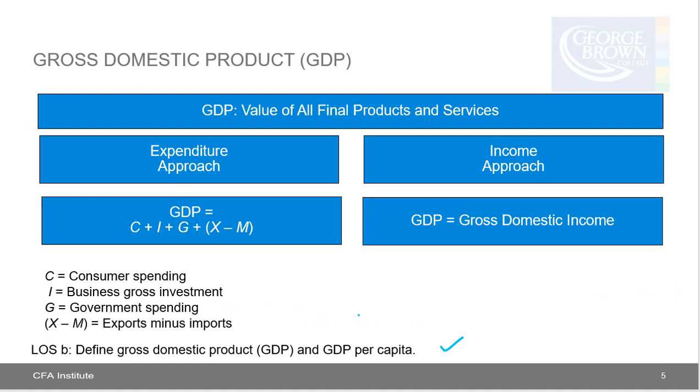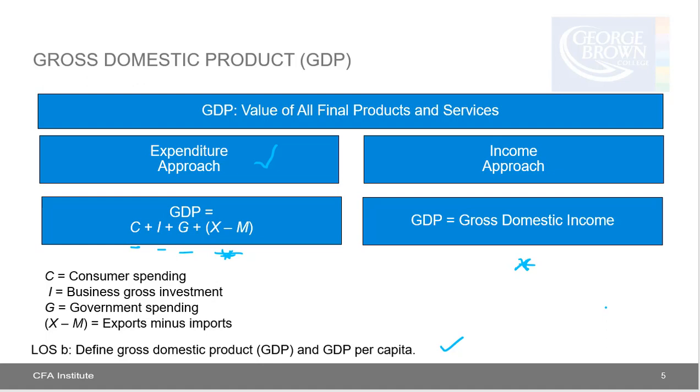So starting here on the left-hand side, we can see that total GDP can be calculated in two ways. The first way is by using the expenditure approach, and in this case, GDP equals consumer spending plus business gross investment plus government spending, and then plus, in the brackets here, exports minus imports, okay? And on this side, we have the income approach, where GDP equals the gross domestic income. Gross domestic income should equal gross domestic product. After all, what one economic entity spends is another economic entity's income.